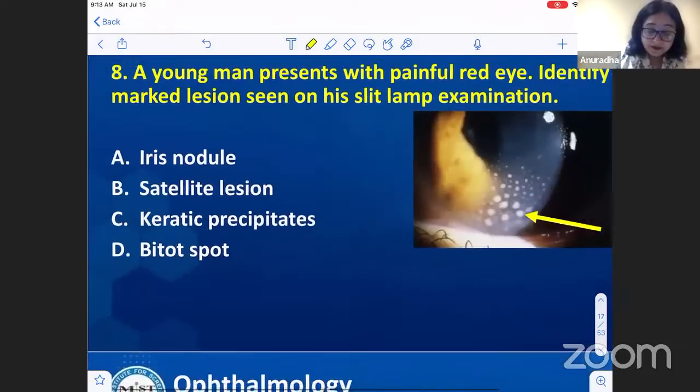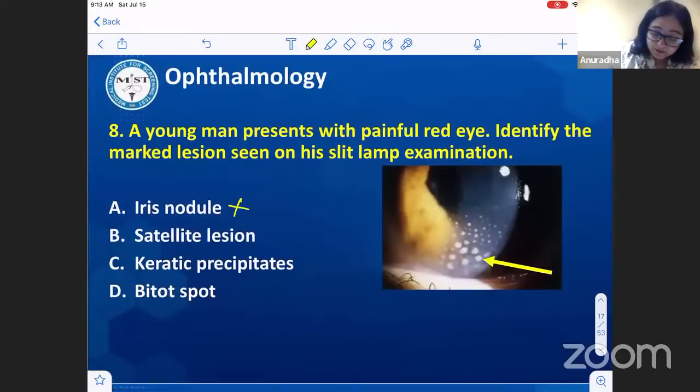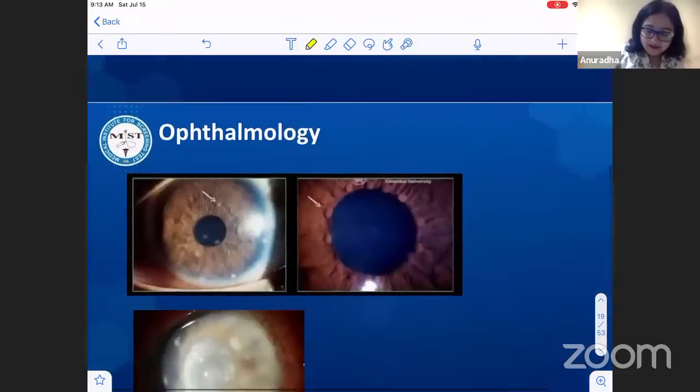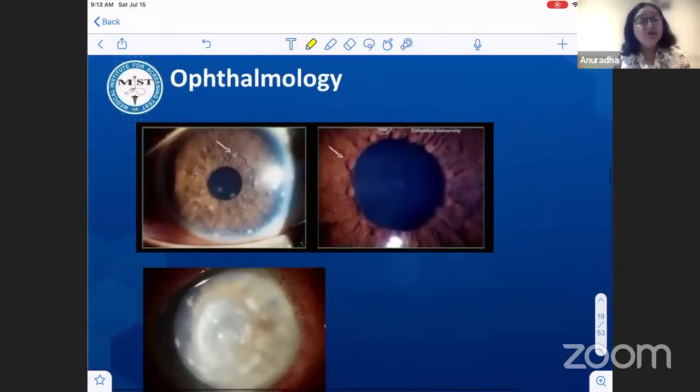Now coming to what were the other choices, this is not an iris nodule because this is not on the iris. It is on the cornea. Right? This is not a satellite lesion. The satellite lesion is on the epithelial surface, right? And there should be a main big ulcer and then satellite lesion. Satellite lesions are seen in fungal keratitis. Keratic precipitate is the right answer. This is not the Bitot spot. Bitot spot is present on bulbar conjunctiva. We had just seen that in the previous question. Okay, right? So taking you around, because these can also be asked.